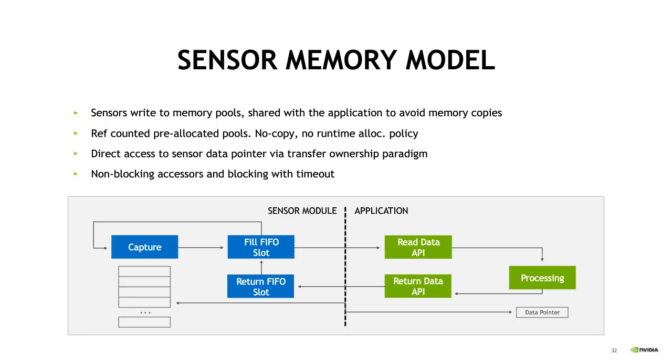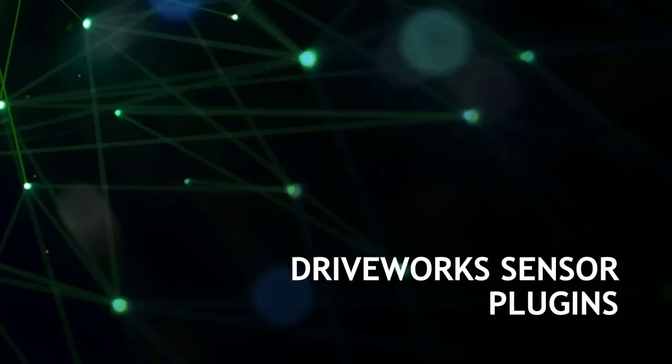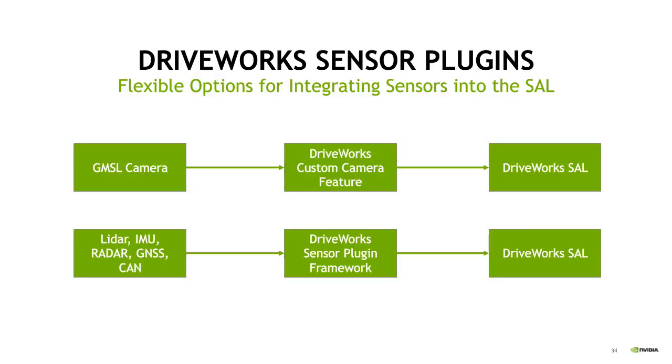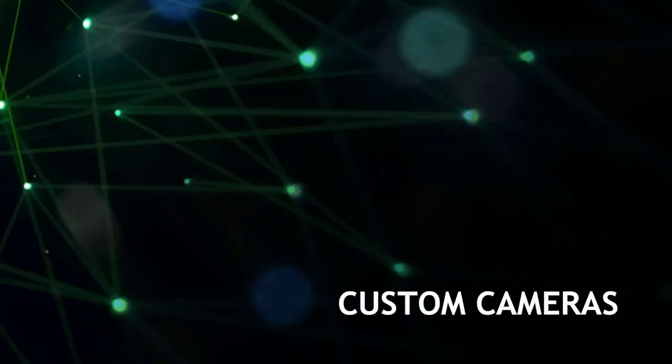All the capabilities that were mentioned so far are readily available for you to take advantage of. And the way to do that is to integrate your sensor into the sensor abstraction layer by implementing plugins. We have two different flavors of plugins: the custom camera feature to integrate GMSL-based cameras into the DriveWorks SAL, and the sensor plugin framework for all the other sensors. Let's look into how to integrate custom cameras.